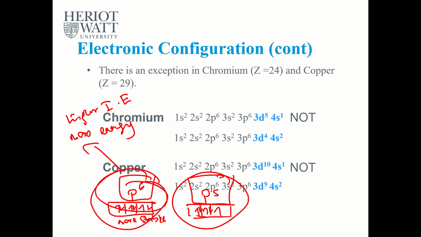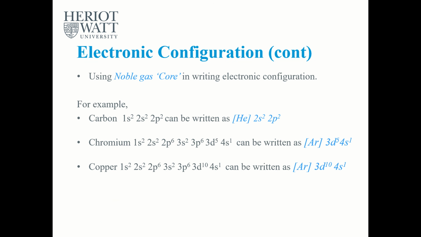So this is the third learning outcome: remember to evaluate the ionization energy of the electron configurations. So that's how we evaluate them. Okay, so next one is noble gas core.